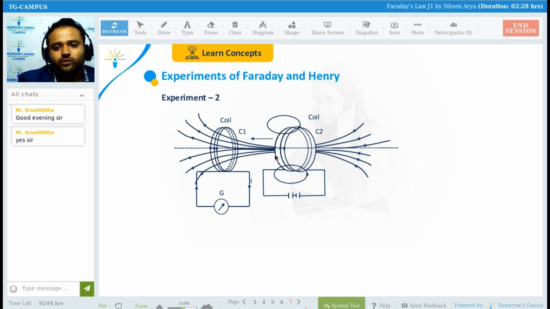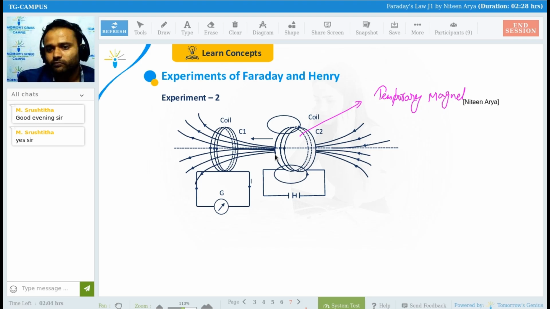The second experiment is, as you can see, instead of a permanent magnet, here I can switch my permanent magnet with a temporary magnet. How is it a temporary magnet? As you can see, in this there is an anti-clockwise current. Clear? So whenever there is an anti-clockwise current, what is the meaning of N? There is a north pole here.